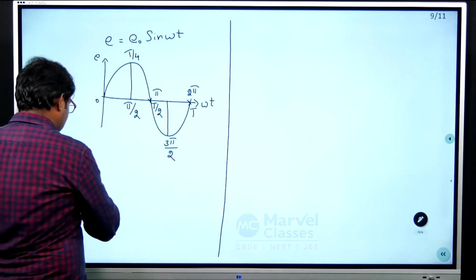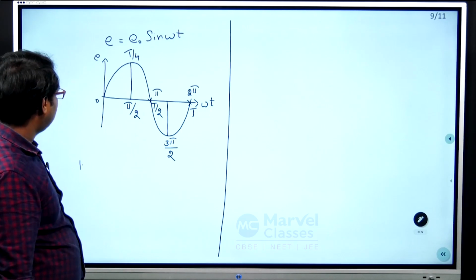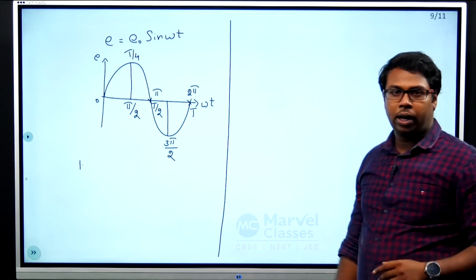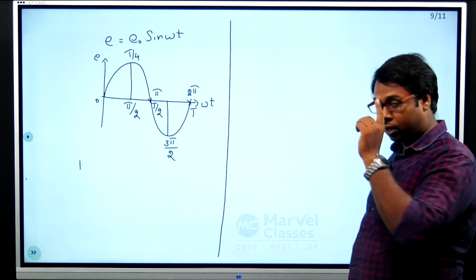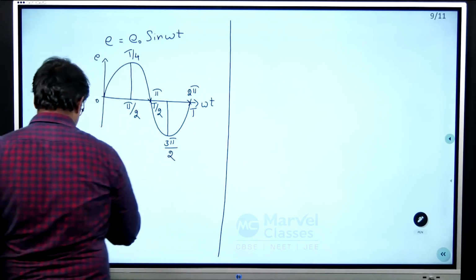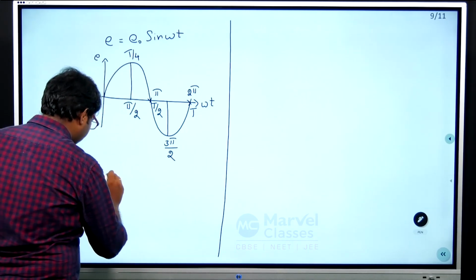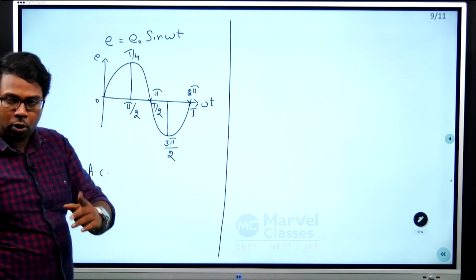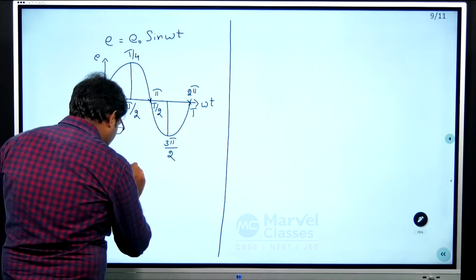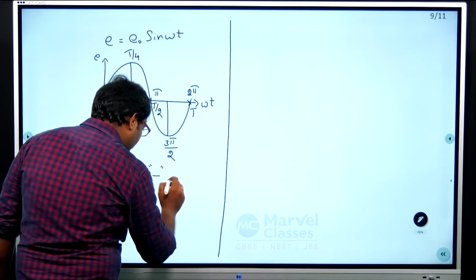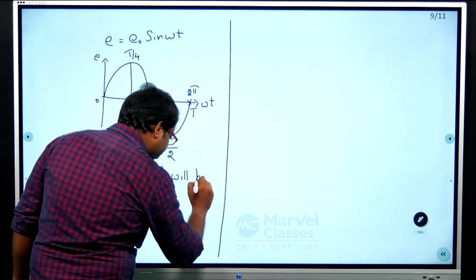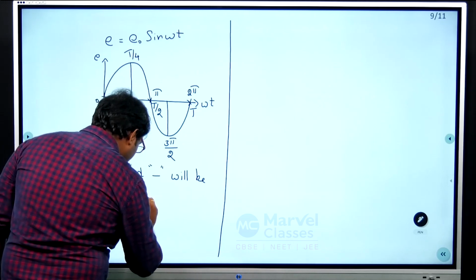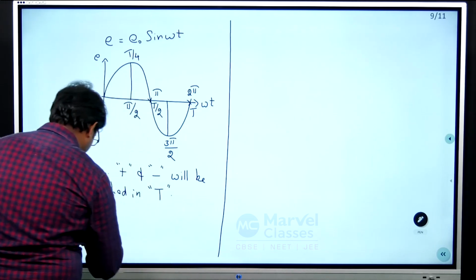Listen, the first one: this is an alternating current. That is the reason why it is taking positive and negative polarities in one cycle. First thing, being an AC current, it will reach positive and negative polarity in time T.